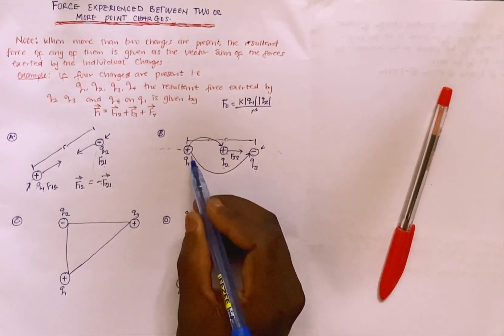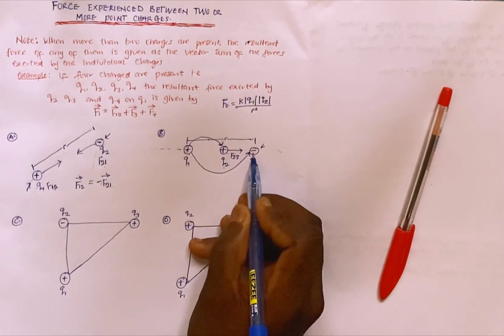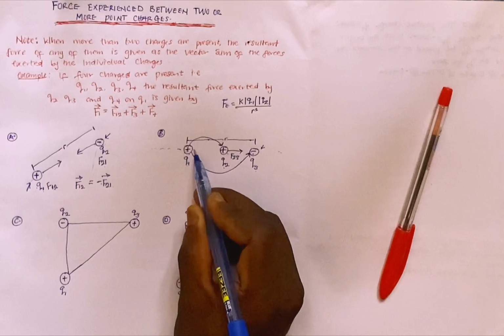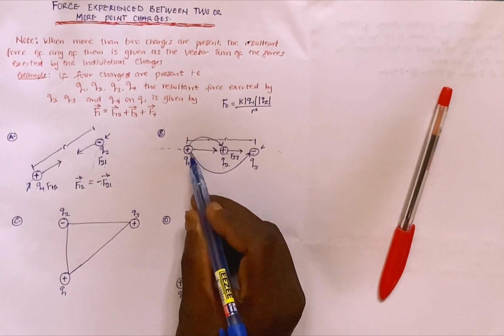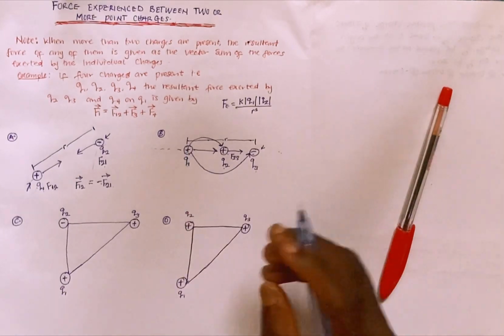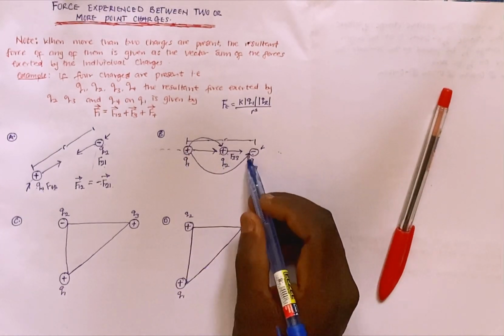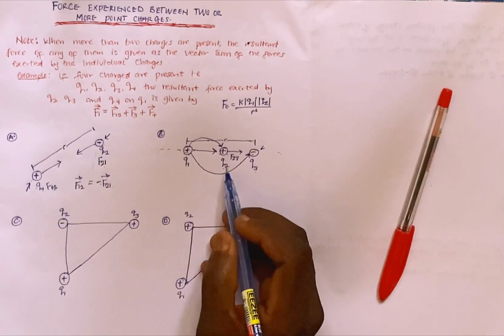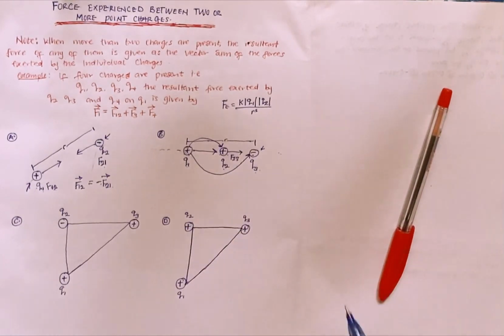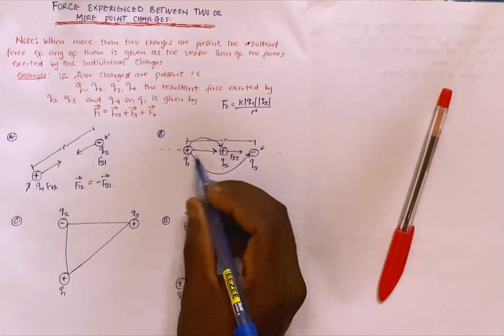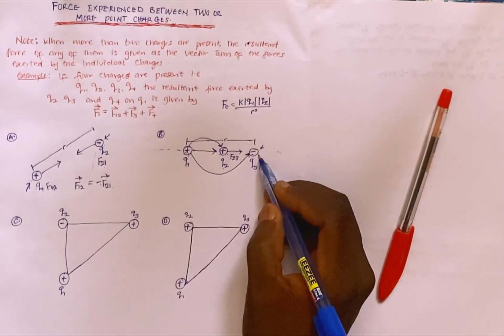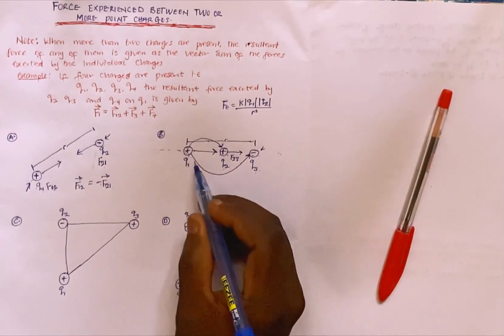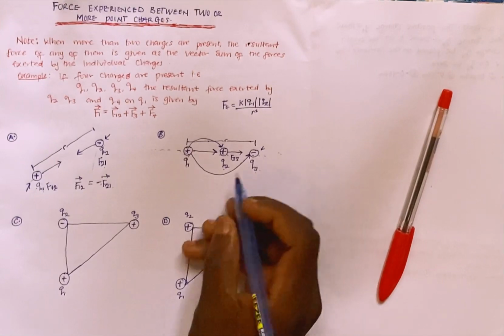But due to the presence of this Q3, the repulsive force is going to be towards the positive side. That means both forces, the repulsive and the attractive, experienced by Q1 and Q2 and also Q2 and Q3, will be positive because both forces move in the positive direction. My Q1 will repel this; actually, it's supposed to move towards this side, but due to the presence of Q3, it's going to be attracted towards the positive side.